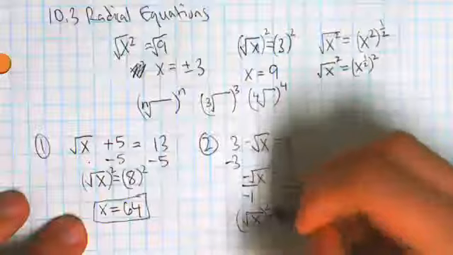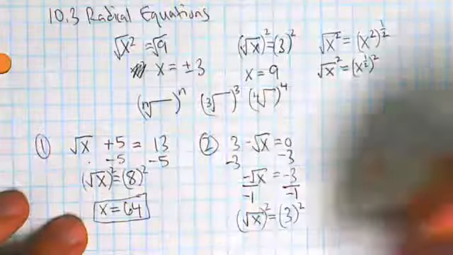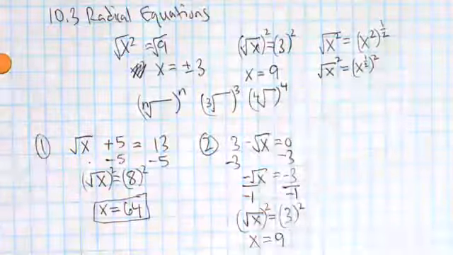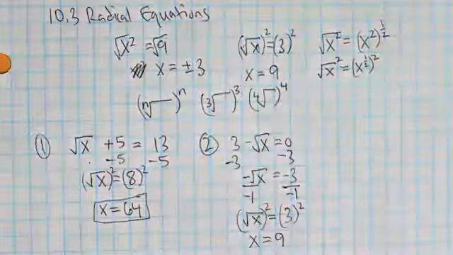Finally, we square both sides, and we end up with x equals 9, as once again, 3 squared is 3 times 3, 3 multiplied by itself 2 times.